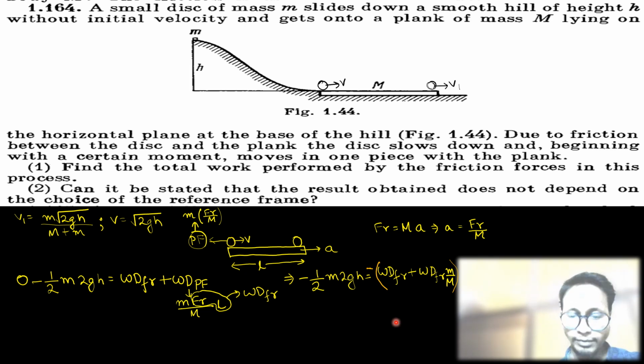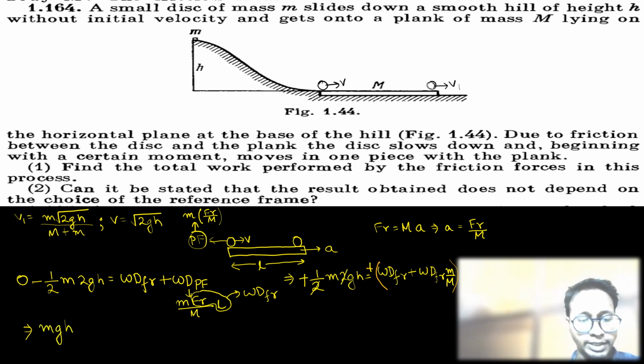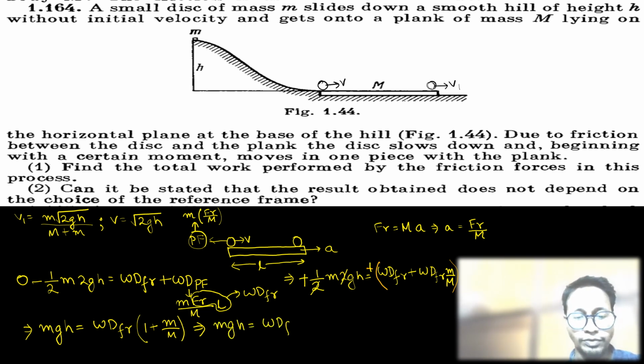Now see, this minus and this minus would get cancelled into positive. These two and these two are getting cancelled, so mgh is equal to work done by friction force. I'm taking work done by friction force common from both these terms, into 1 plus small m by capital M. Or work done by friction force is nothing but, mgh is equal to work done by friction force into capital M plus small m divided by capital M. I just took the LCM.